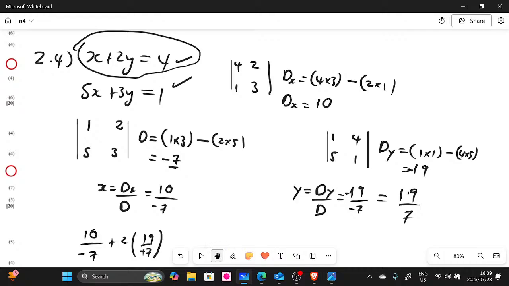Let's see if it's going to work this time around, my good people. We have 19 over positive 7. There we go. So this is correct. So y is positive 19 over 7, whereas x is 10 over negative 7, or negative 10 over 7. That is going to be our x.